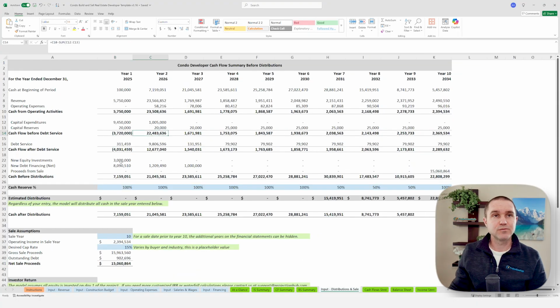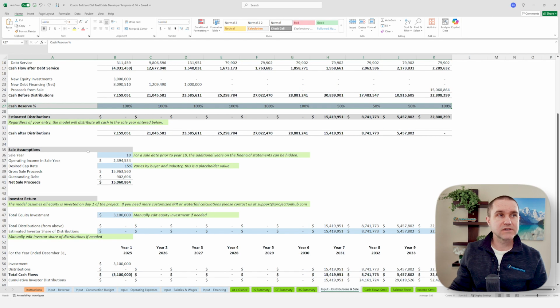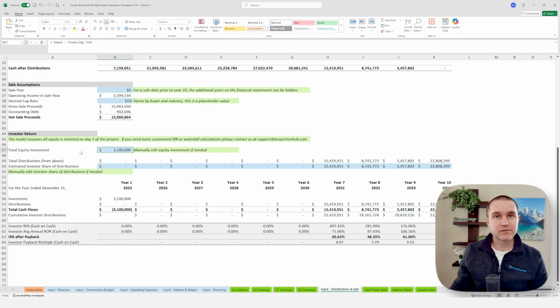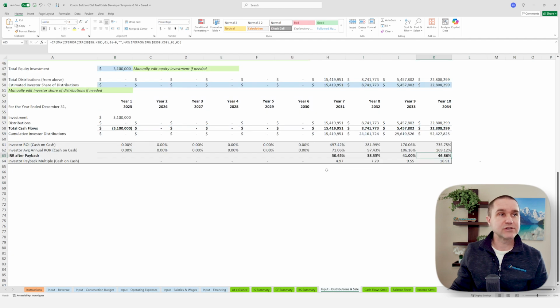You're also going to get this distribution tab, which allows you to put in some assumptions about how much of the operating cash you're going to keep in reserve versus distribute to investors. Are you going to sell the entire property at a certain point? What's your cap rate expected to be? How much equity was total invested initially? And ultimately, it's going to provide a demonstration of what your IRR would be for investors.